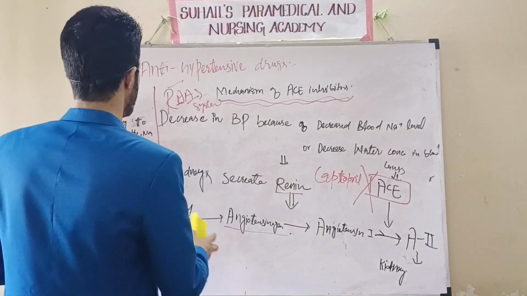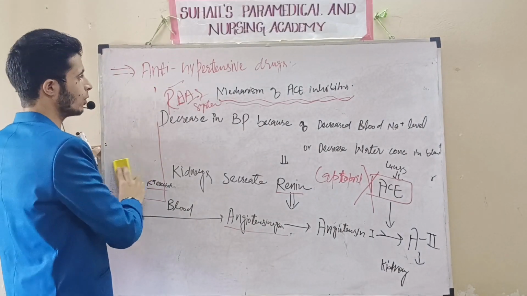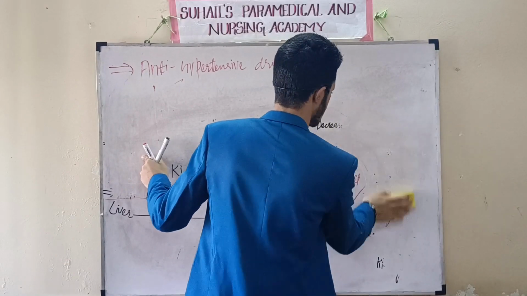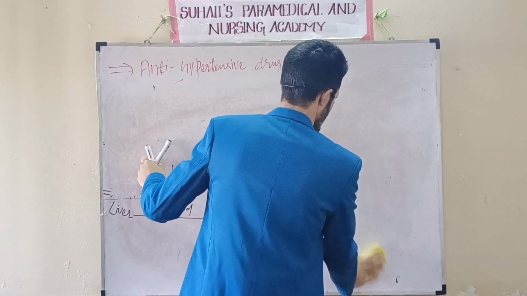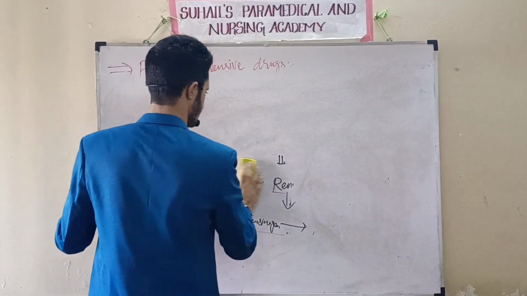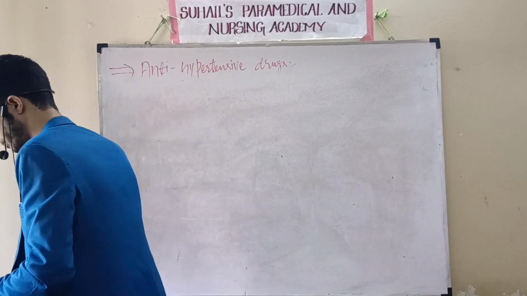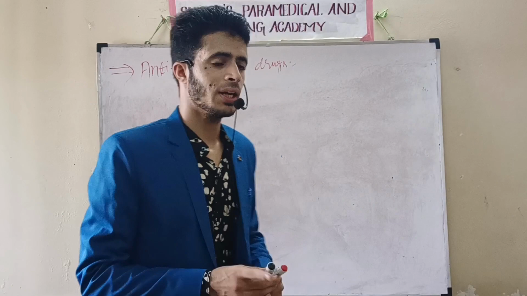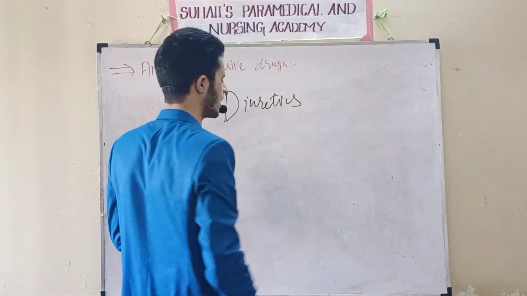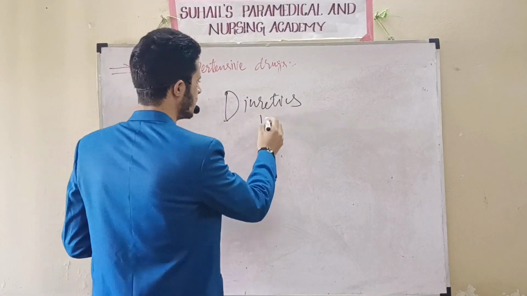Now you can take the screenshot. Now I will tell about other drugs, but I will not tell the broad mechanism, just simple things. Suppose there is one more classification. That is diuretics. I told you there are different types of diuretics. I already told the classification in the previous class.